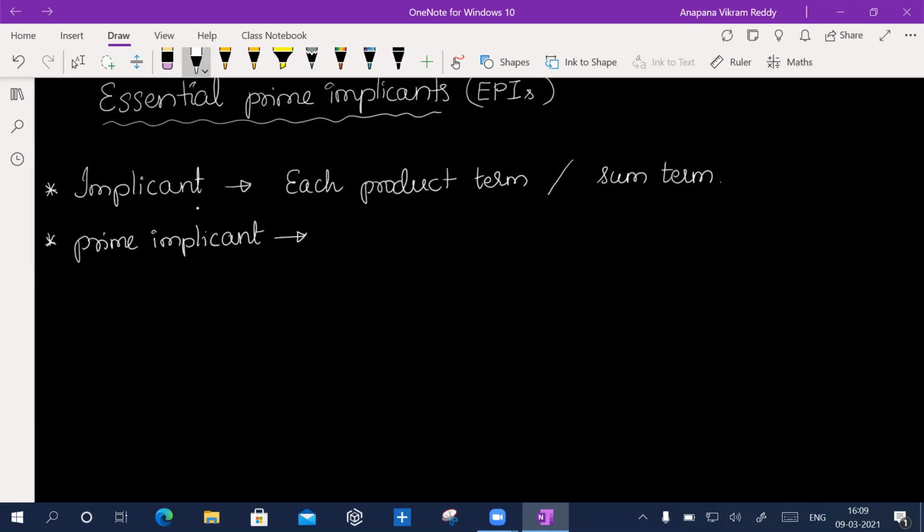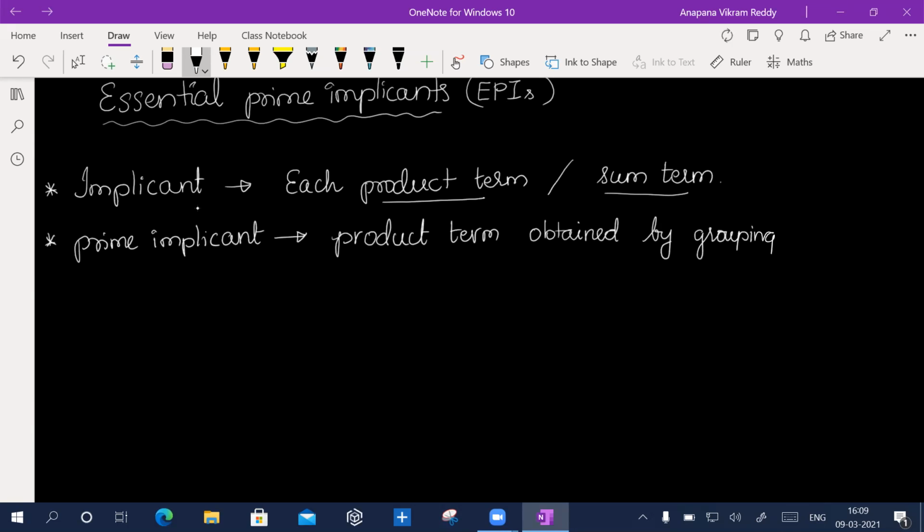So PI. I'm talking about product terms now. You can also make use of sum terms in the discussion, but I'm using product terms. So a prime implicant is a product term obtained by grouping maximum. This is important. Most of the students make mistakes with this. By grouping maximum possible adjacent cells.